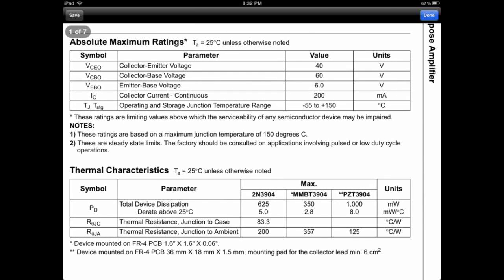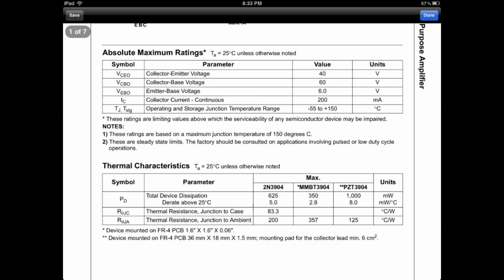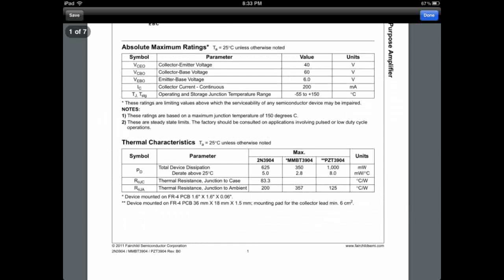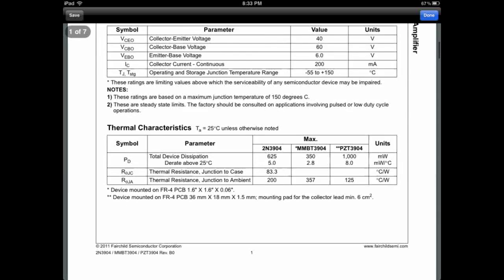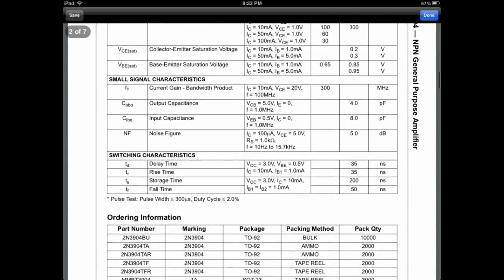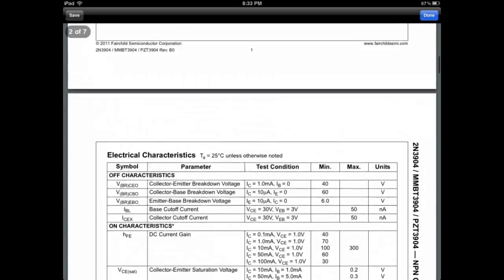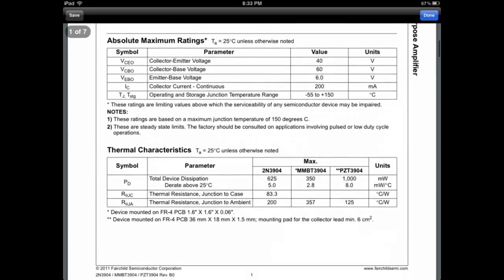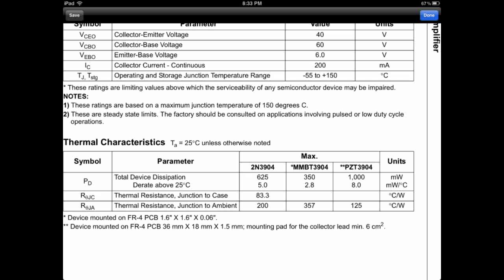So essentially, these guys are current controlled switches. The voltage matters due to power dissipation, like I said, but it's not as significant as the current. Our equation, IC equals beta IB, that's the main one.